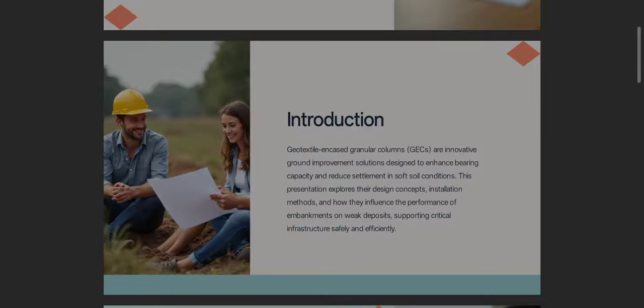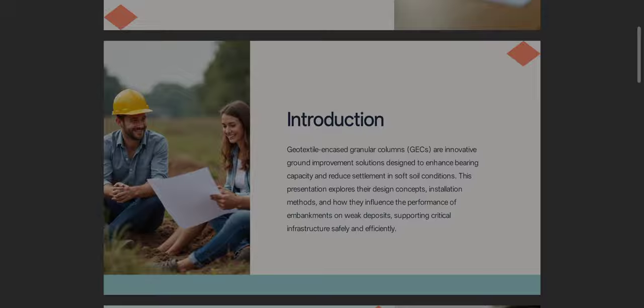Introduction. Construction on soft soil deposits such as soft clay, silts, and organic soil present significant geotechnical challenges due to their low shear strength, high compressibility, and excessive settlement under loading. These unfavorable ground conditions often necessitate ground improvement techniques to enhance bearing capacity, reduce settlement, and improve overall stability of structures such as embankments, roadways, and foundations.